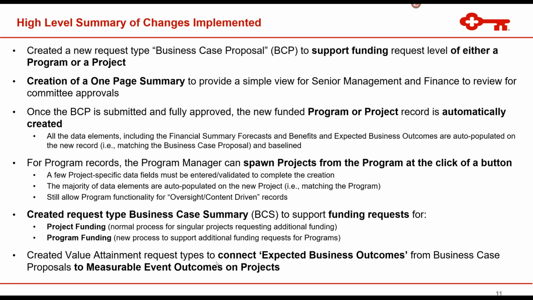And then we also created value attainment request types, one specific for agile projects and one specific for waterfall or multi-release type projects, since the way those projects deliver value is different. And those request types connect the expected business outcomes table that we created on the business case proposal and link it to the measurable event outcomes on projects. Okay. We'll go through it and show that in PPM as well.